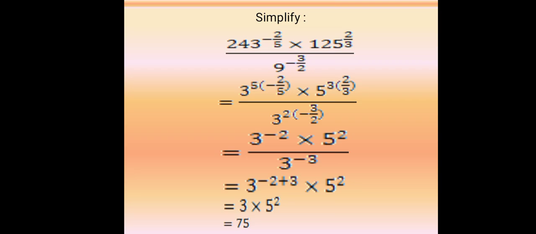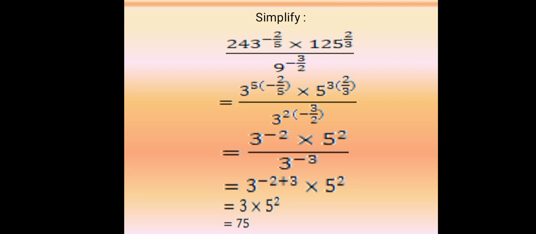Like 243 is 3 raised to the power of 5. Oh, sorry, no, not all of them can be on the base of 3. Sorry, we can write them to their respective bases. 125 can be on the base of 5, it becomes 5 cubed. And 9 can be on the base of 3, it becomes 3 squared.